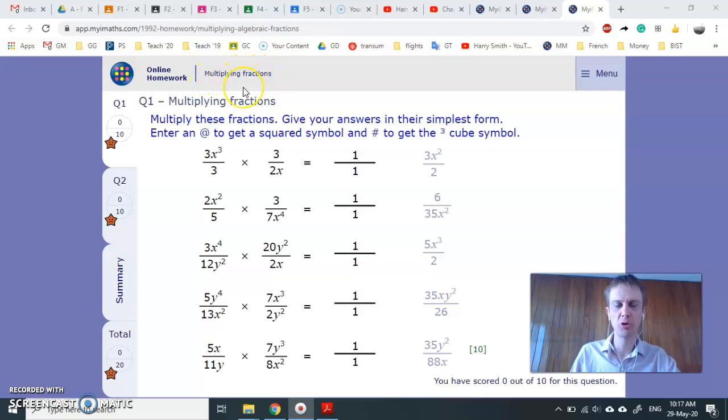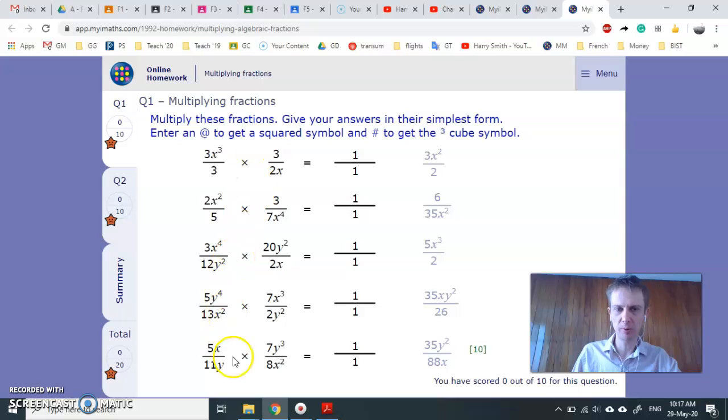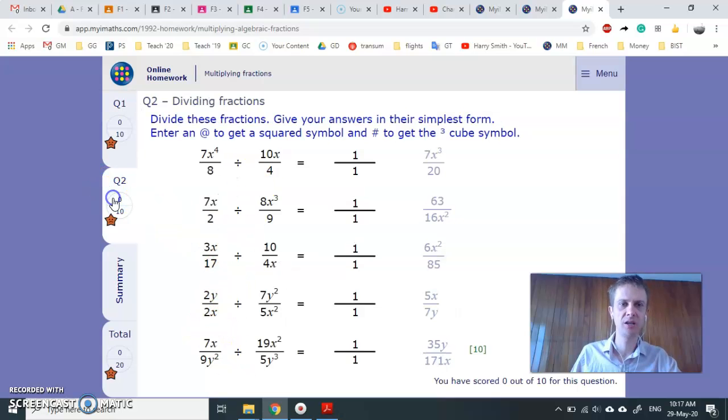I'm just going to go through 8 examples to try and help you out on these 2 pages here. First page is multiplication, second page there is division. All you've got to do for the second page is flip your second fraction and change your divide to a multiply, and then it's the same as the first page. Let's have a look at some examples.